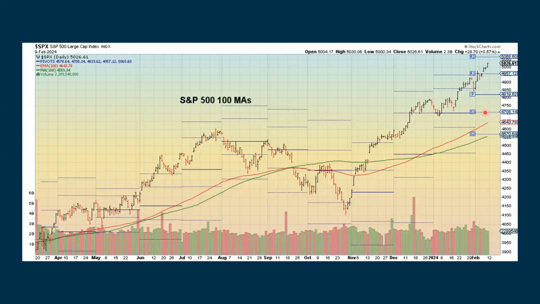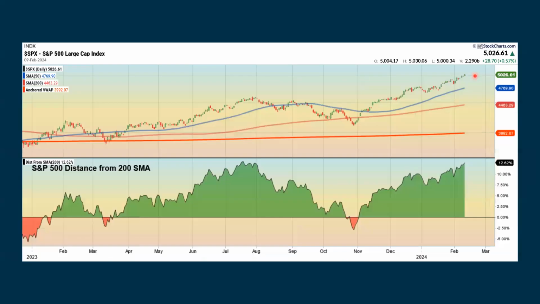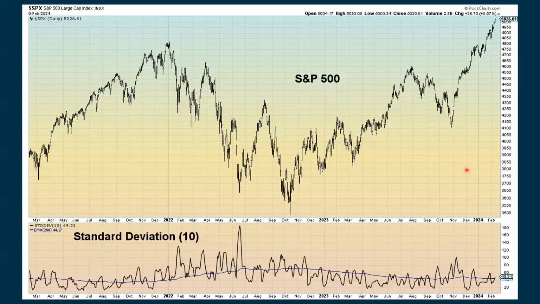Here's a 100-period moving average, also with the red line above the green line. That shows that we're going up strong and price is above both. Then how far are we away from the 200-day simple moving average? We're setting new all-time highs, and we're crossing above 5,000 with the S&P, so we're comfortably above that.